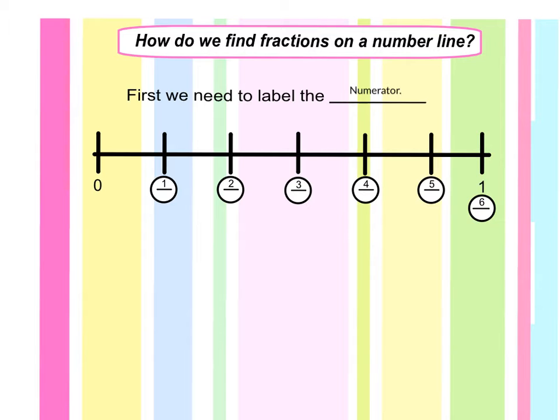When we label the numerator, what we're going to be doing is we're going to start at 0 and we're just going to count 1, 2, 3, 4, 5, 6. There are a total of 6 equal parts on the number line in front of you. As you can see, I've labeled my numerators.